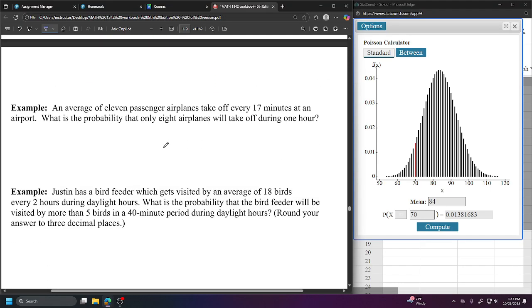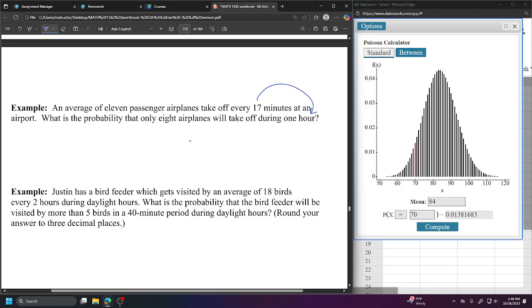Okay. An average of 11 airplanes take off every 17 minutes. That's a lot. What's the probability of only 8 planes in an hour? That's like a lot of delays. That's not good at all. So what would that be? How would I get from 17 minutes to an hour? You know what I mean?